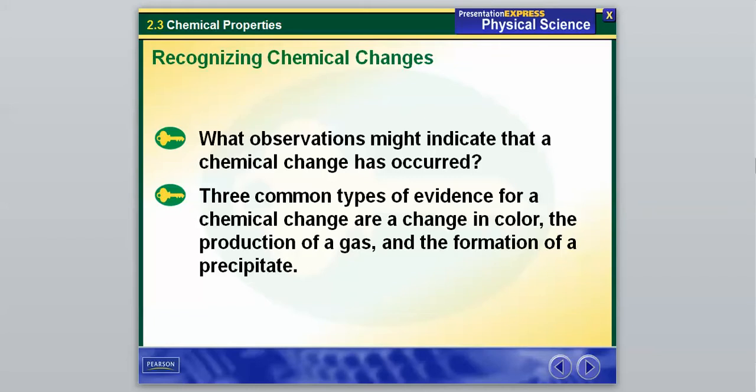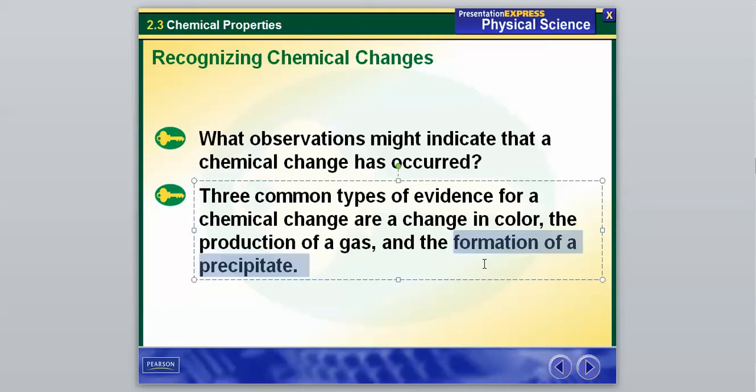And there are three common types of evidence, so I'd write these down. We're going to hit them all here in a second anyway. We have change in color is one way we can tell a chemical change has occurred. The production of a gas is another. And the formation of what is called a precipitate. So that is going to be maybe a new word for you that you haven't heard before. So all three of those things are going to be evidence for us that a chemical change has occurred.